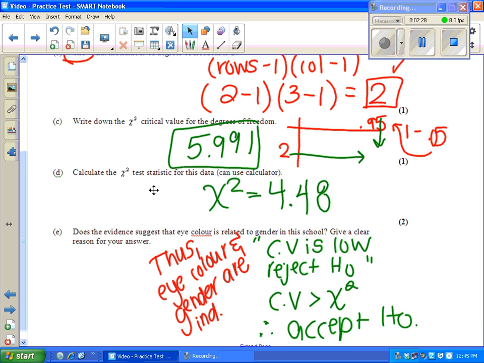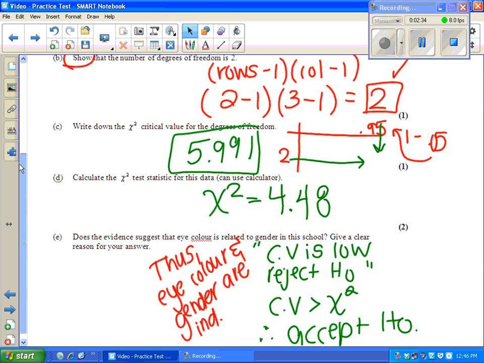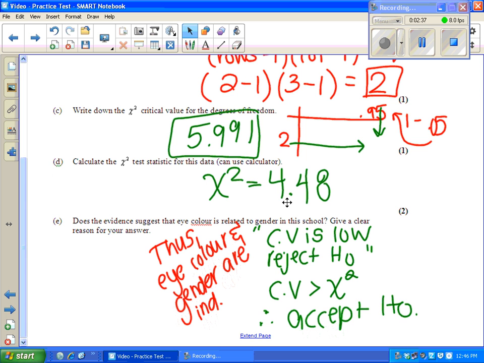And as far as calculating the chi-squared test statistic, I just entered the matrix into my calculator, the one that was already given to me, and then I went to chi-squared test and wrote down the value to 3 sig figs, 4.48. They asked me if the evidence suggested that they were related, so I'm just making a conclusion here.